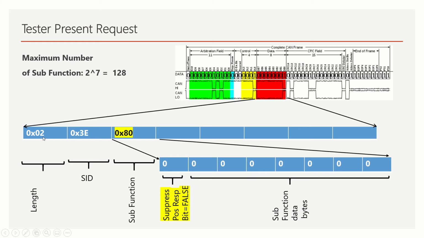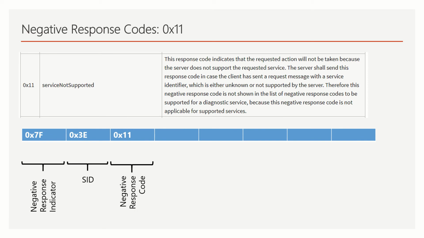So here let's say we have a request 02 3E 80, which basically says that there is no need of sending the positive response. In case of a negative response, it will be sent. You can see the difference is the first bit, whether it is 00 or 80. So we are first covering the NRC 11.